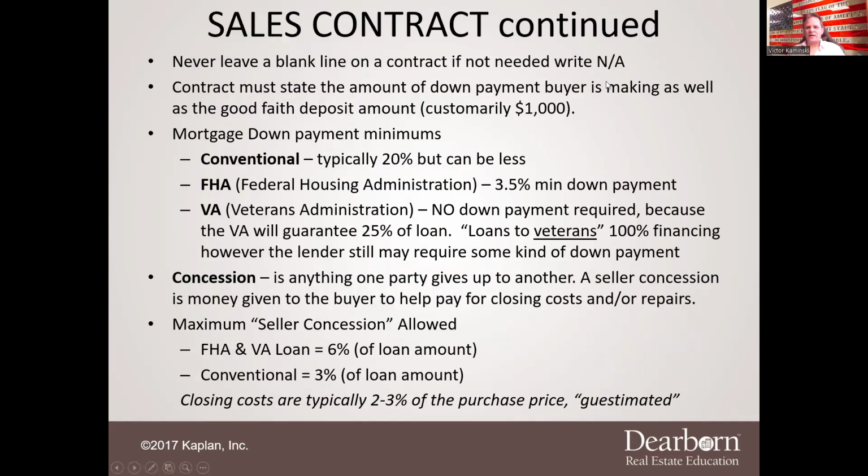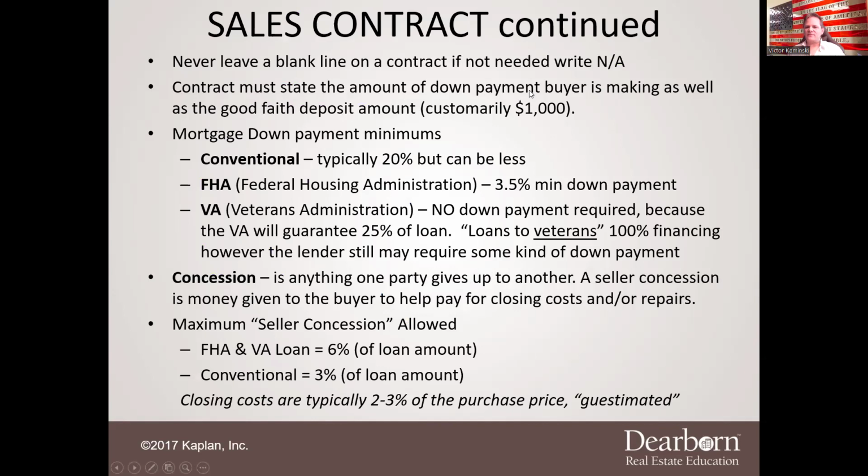Never leave a blank line on a contract unless leaving a blank line means something, which you'll see what I mean on contracts. They actually say if the blank line is left blank, then it means that 7 days or 3 days, or it means it has a meaning to it already. And the contract will say that if this line is left blank, then it means this, okay?